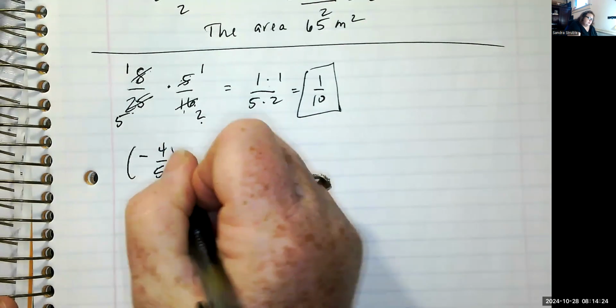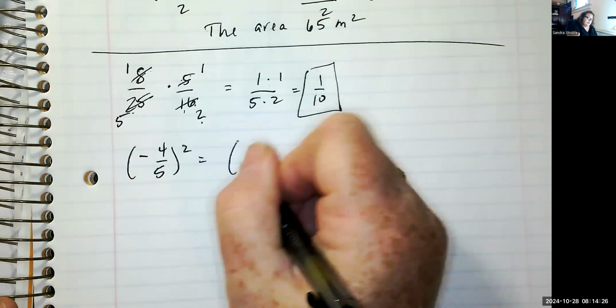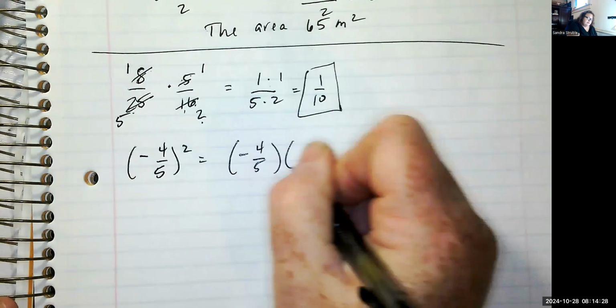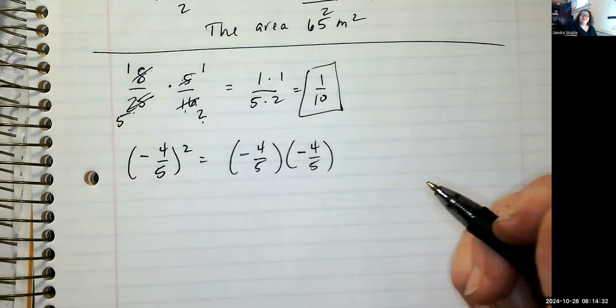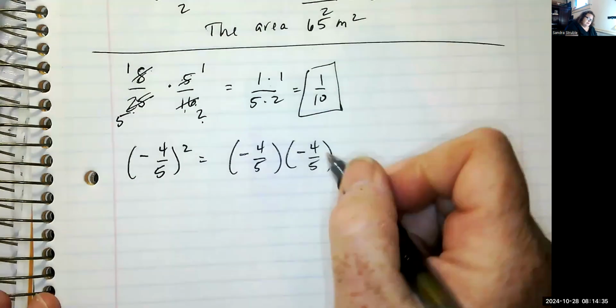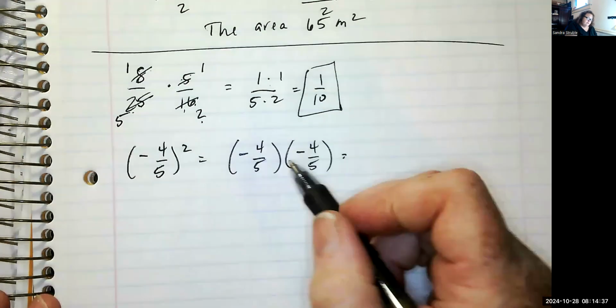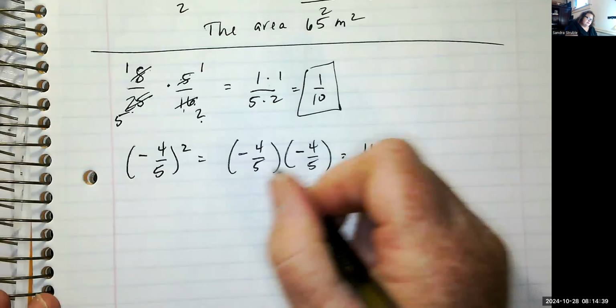-4/5 squared is equal to -4/5 times -4/5. It's just taking the entire thing and multiplying it by itself 2 times. Negative times negative is a positive. 4 times 4 is 16. 5 times 5 is 25.